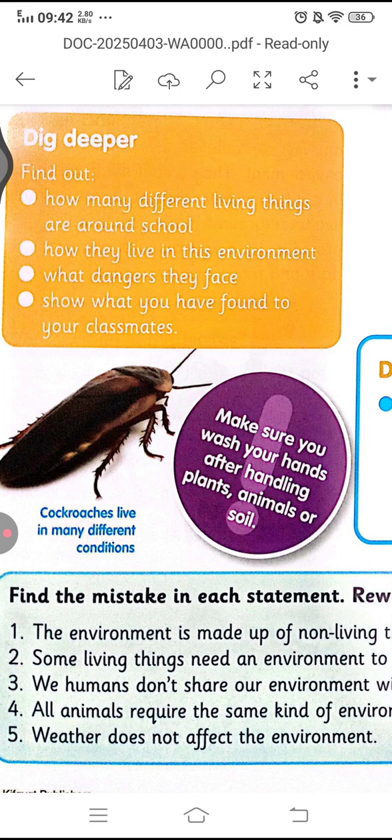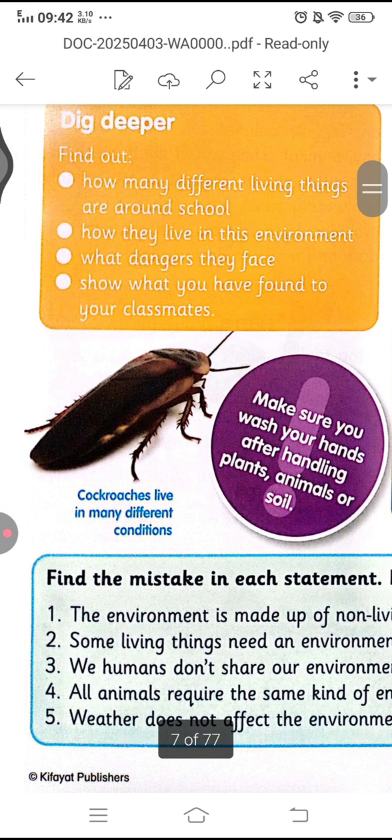Look at this picture. Make sure you wash your hands after handling plants, animals, or soil. Why? Because sometimes we invite their skins. They contain different germs. That's why we have to wash our hands. We have to take care of our personal hygiene.